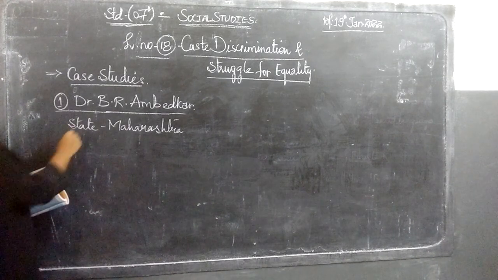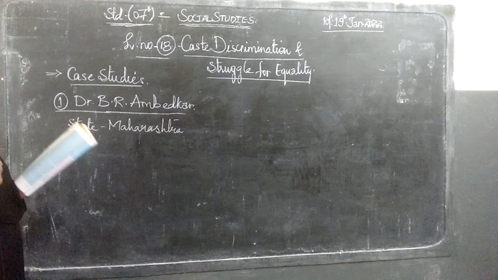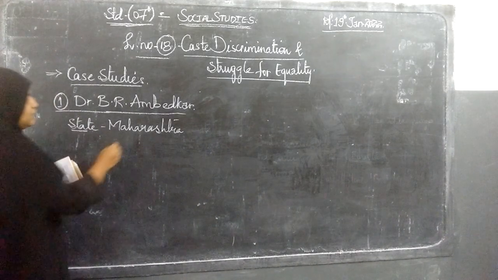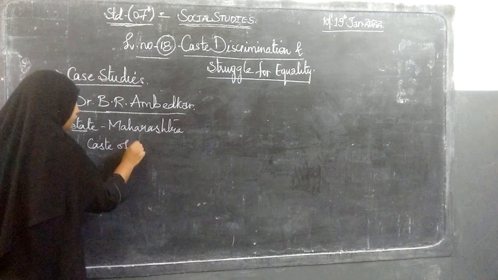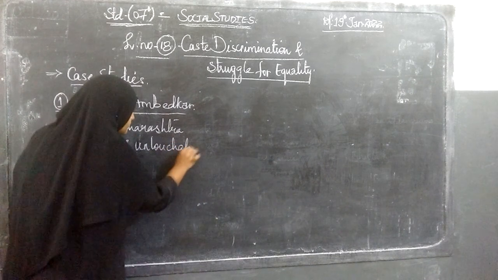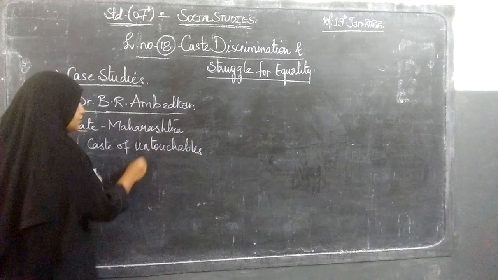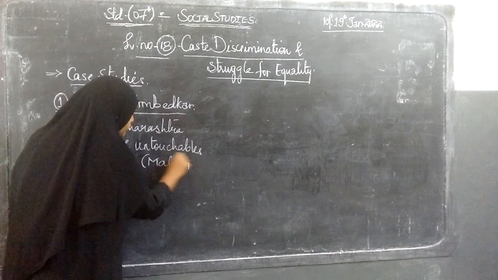In the state of Maharashtra, there was also an untouchable caste. So what was that particular untouchable caste? It was the Mahar caste, a caste of untouchables. Mahar, M-A-H-A-R.